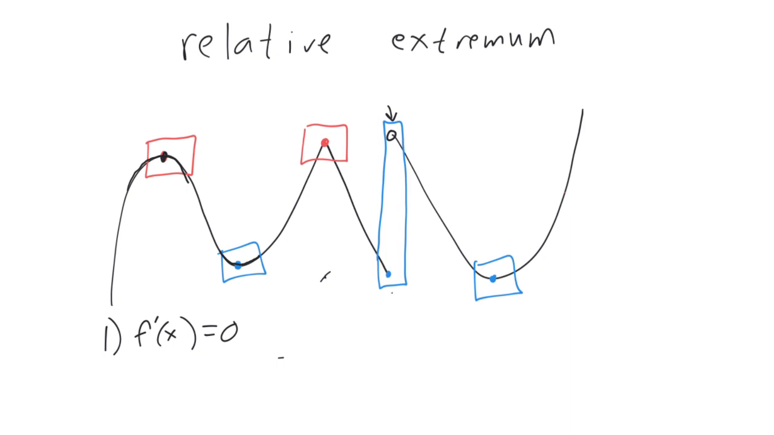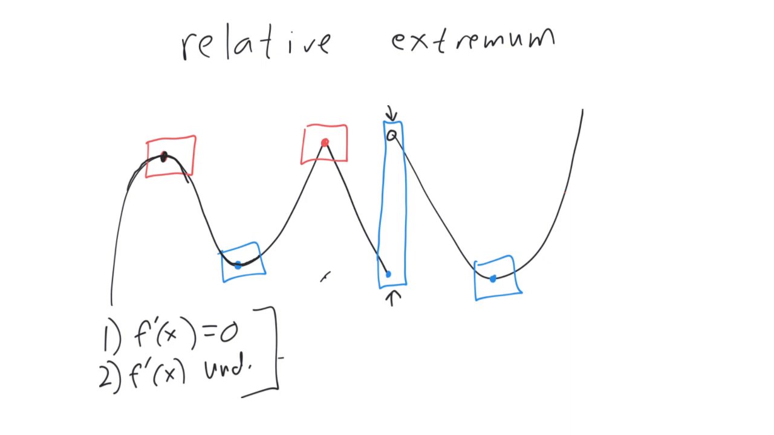But wait, what about here? The derivative's not 0 there. Here, the derivative is undefined. The derivative isn't defined since the limit doesn't exist. And so to find these extrema, you need to find what we call critical points, where the derivative is either undefined or 0.